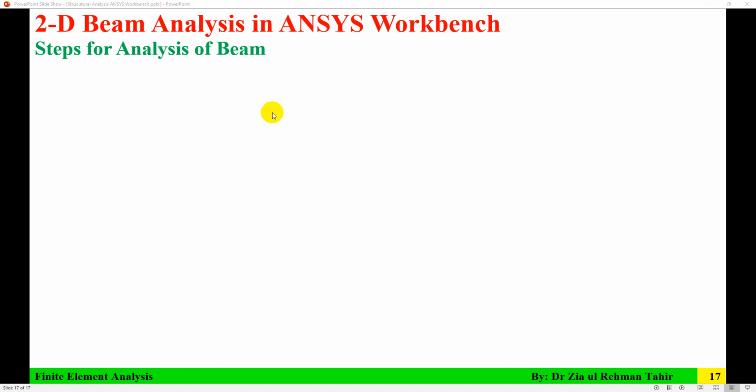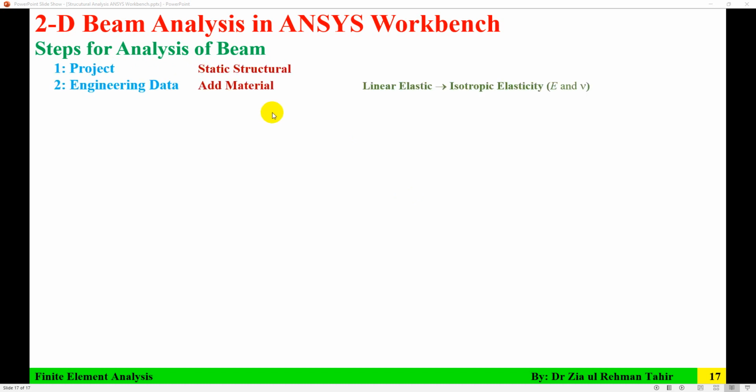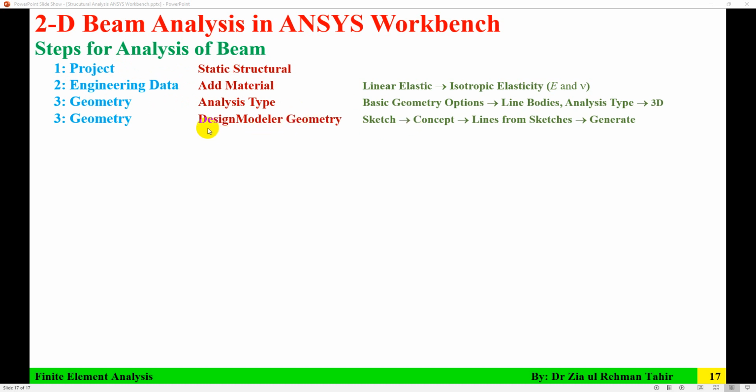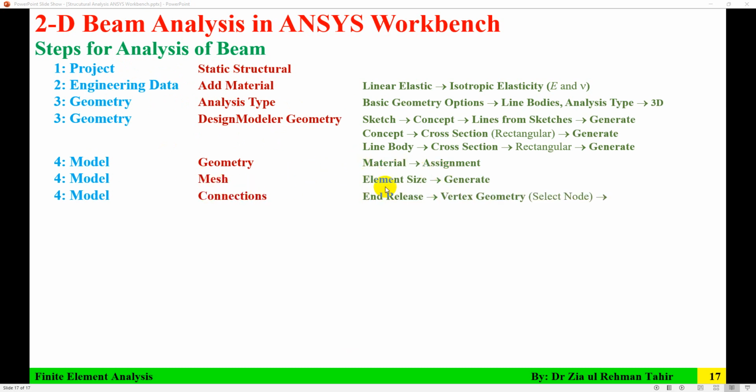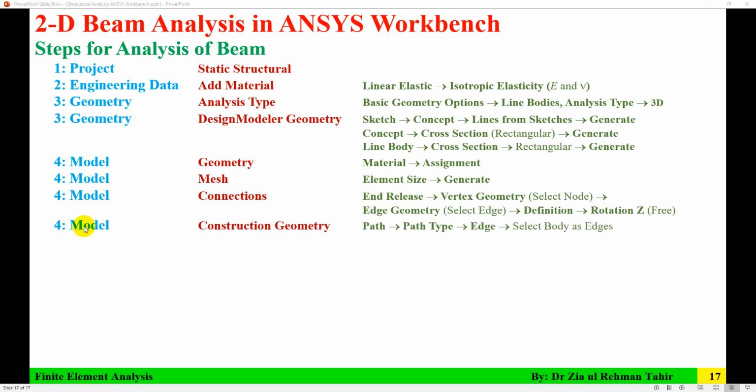So, steps for analysis of beams. These are the steps in the project: start static structural, then engineering data, add material, then in geometry there is analysis type, and then using DesignModeler sketch the beam, and then in the model assign material, then perform meshing, and then this one specific is how to create a hinge in ANSYS Workbench. Then in the model, create construction geometry.